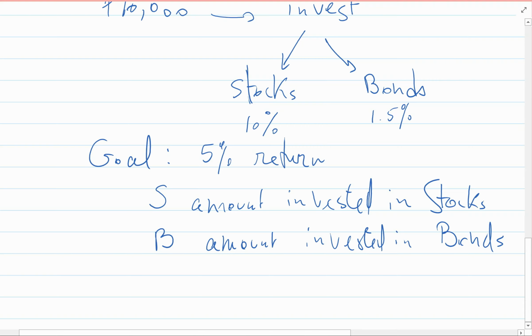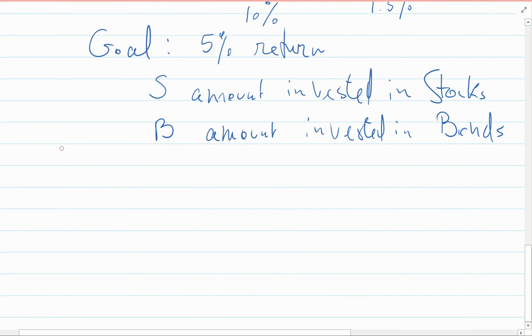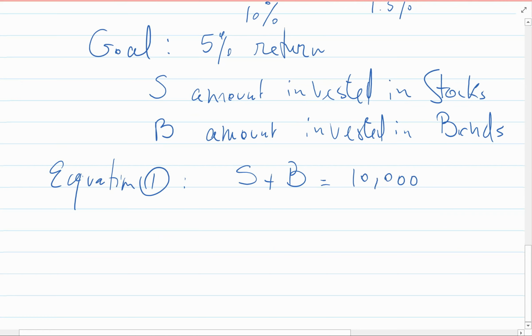Okay, so now what do we know? First, equation number one is so simple. Equation number one is that S plus B is equal to 10,000. That's the total amount I'm investing. And now what about the return?